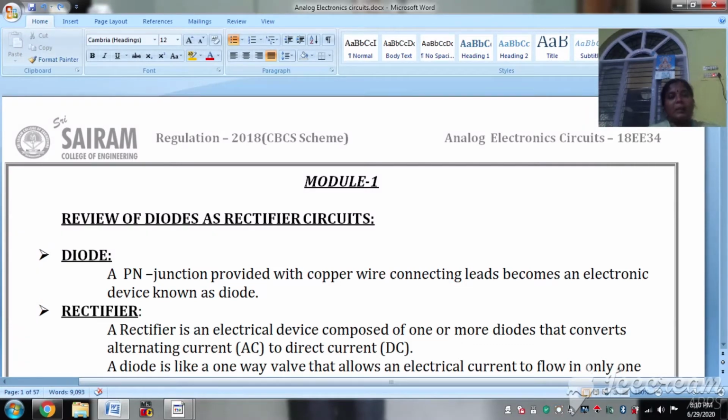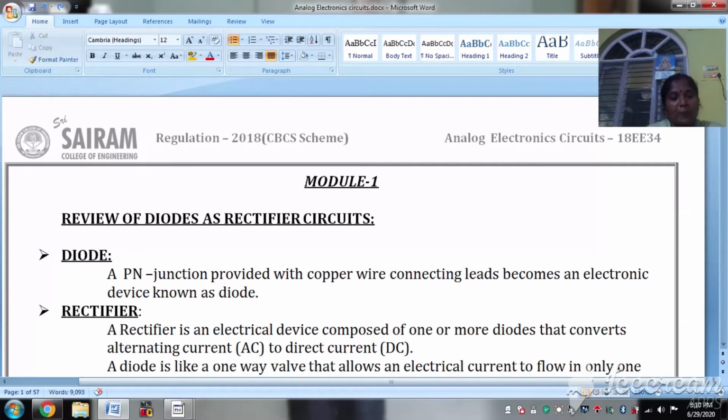So a diode has two sides. One side is P, the other side is N. Here the symbol with silver color is known as the cathode. The other side is the anode. So what is the application? One of the applications of the diode is the rectifier.